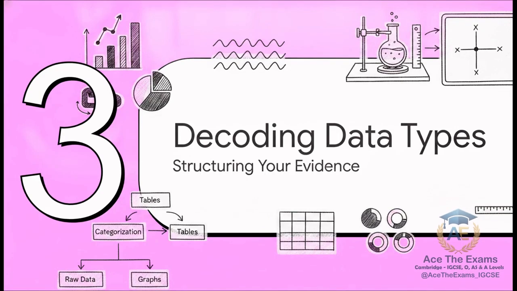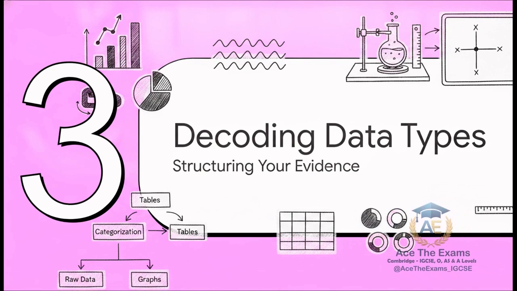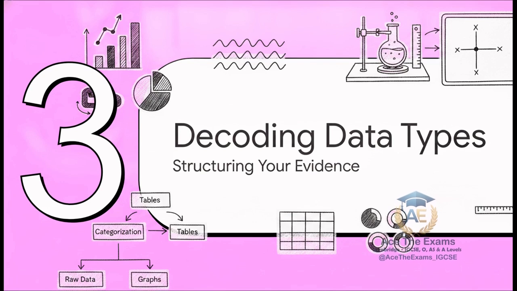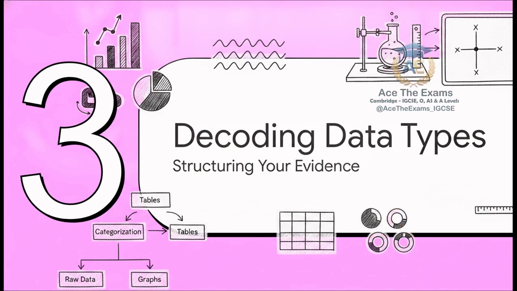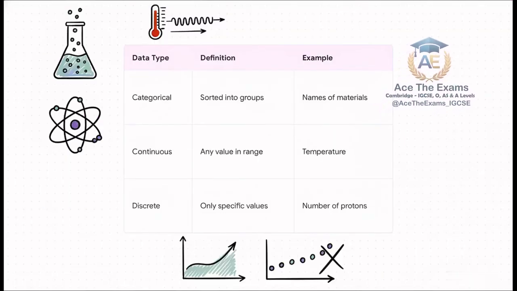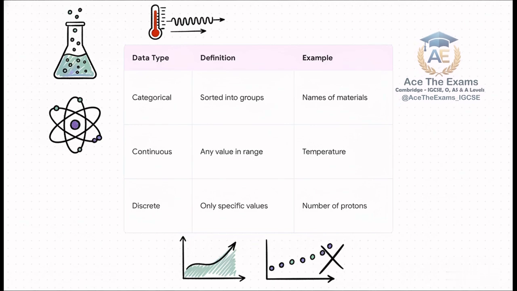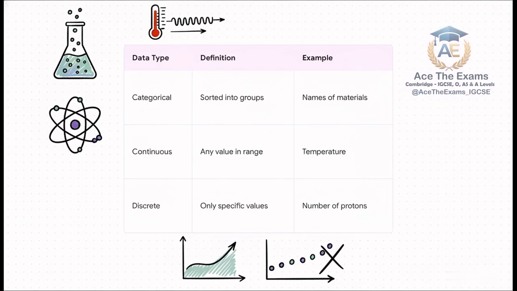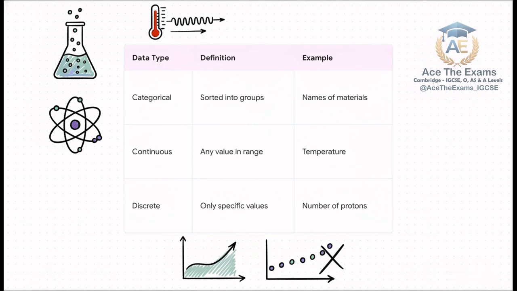Section 3. Decoding physics data types, structuring your evidence. Now that we have our variables locked and loaded, we need to know exactly how to categorize the data we collect from them. This is how you design flawless tables and graphs. Now, mixing these data types up is exactly where so many students needlessly lose marks. Categorical data is grouped, like the names of materials, glass, perspex, or water.